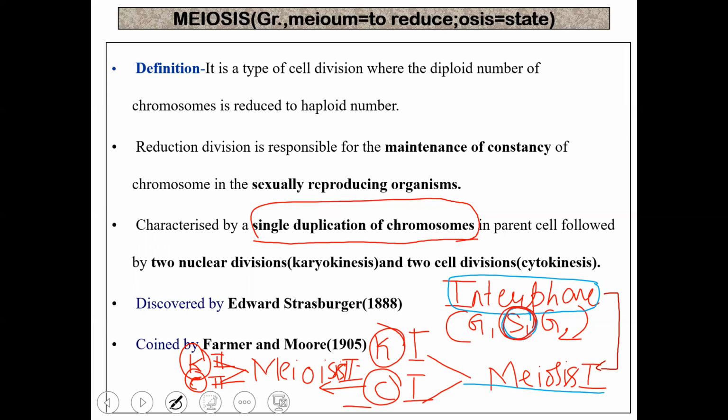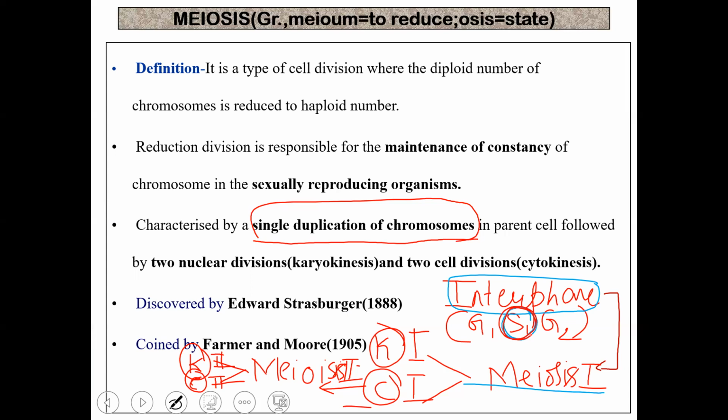So karyokinesis is division of the nucleus, which has four important phases: prophase 1, metaphase 1, anaphase 1, and telophase 1, followed by cytokinesis 1. Then cytokinesis 1 is followed by meiosis 2, which includes prophase 2, metaphase 2, anaphase 2, and telophase 2, followed by cytokinesis 2. So this completes the cycle in the case of a cell which undergoes meiotic division.